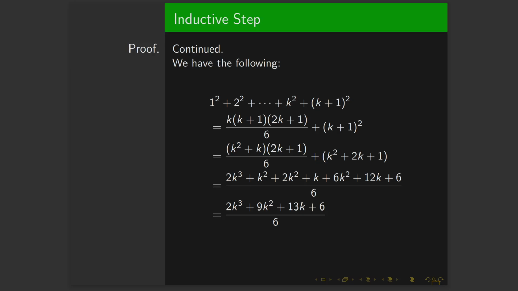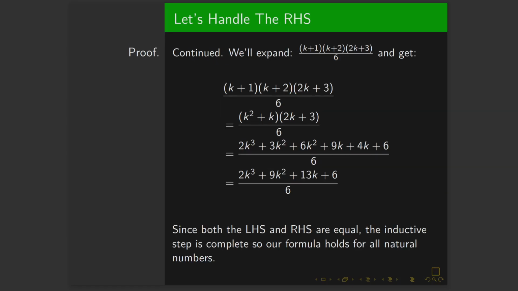Okay, so now we got to this end form right here, and, okay, how does this help us? How are we going to factor this out? It gets really confusing. So another thing we can do is, hey, why don't we expand out what our right-hand side is supposed to be? So it's supposed to be k plus 1 times k plus 2 times 2k plus 3. What does that actually expand to? It also expands to the same thing, 2k cubed plus 9k squared plus 13k plus 6 all over 6. So indeed, both sides are the exact same thing.